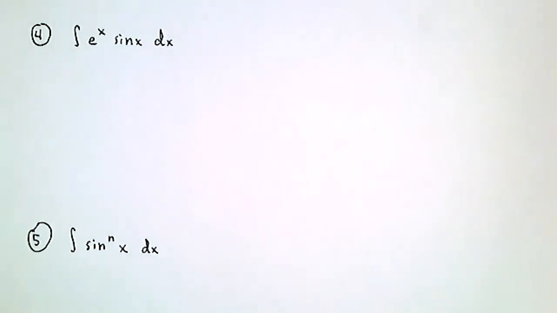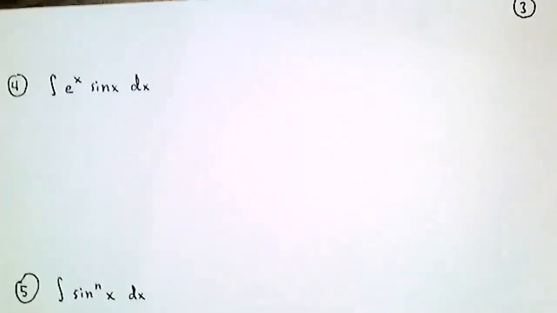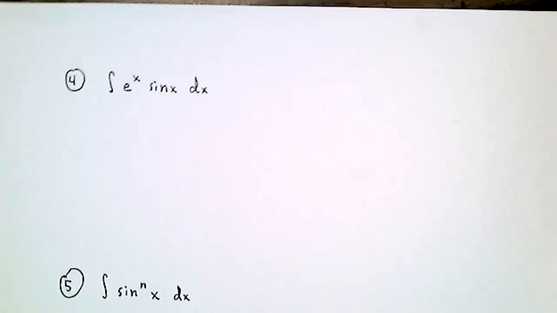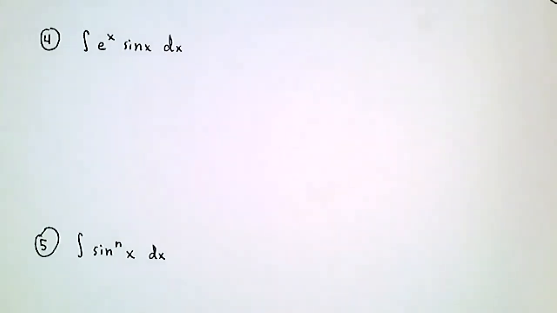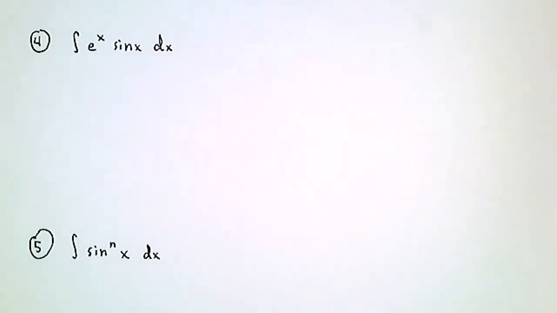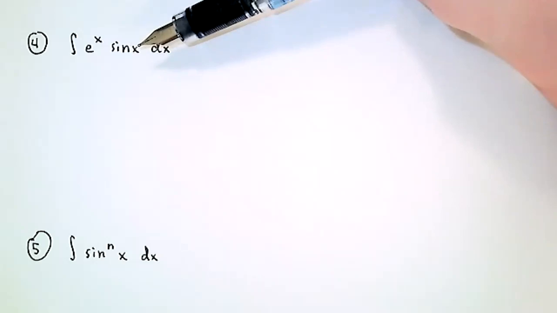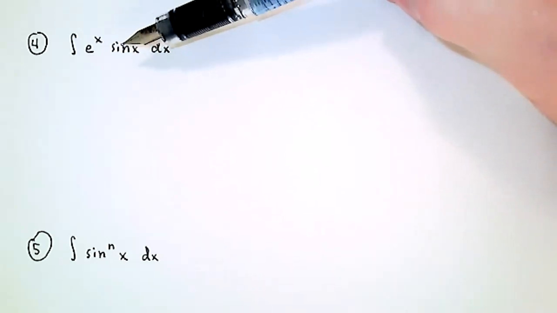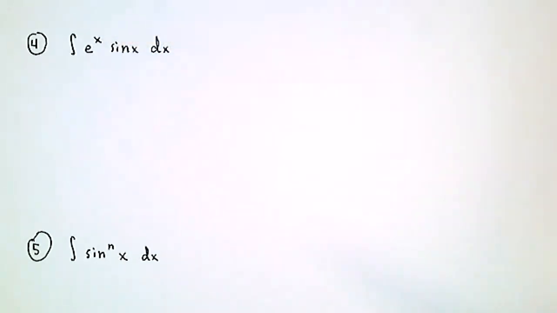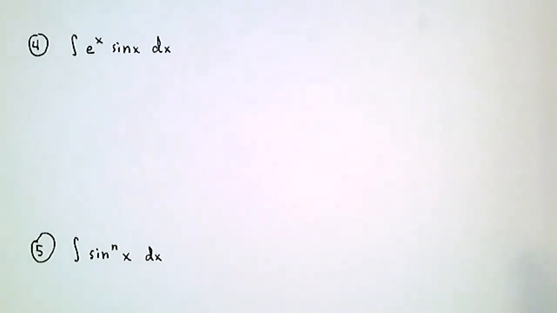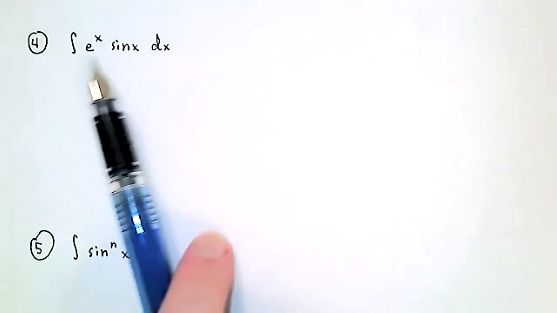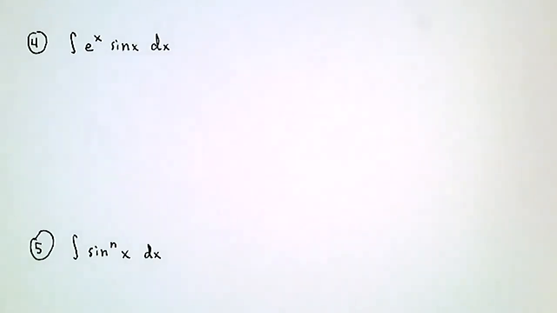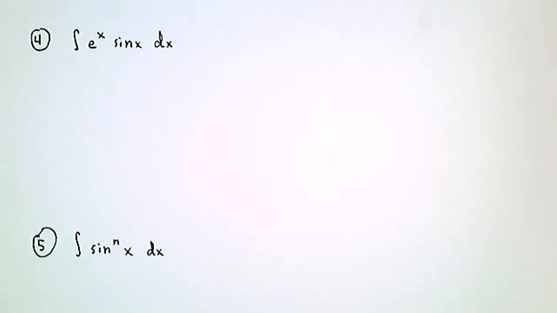Okay, so up next is this problem number 4. We're going to look at an exponential function, e to the x times sine x. So once again, we have two functions being multiplied together, and we don't have a rule to deal with the situation. So our instinct, since we have two things multiplied together, should be to use integration by parts.